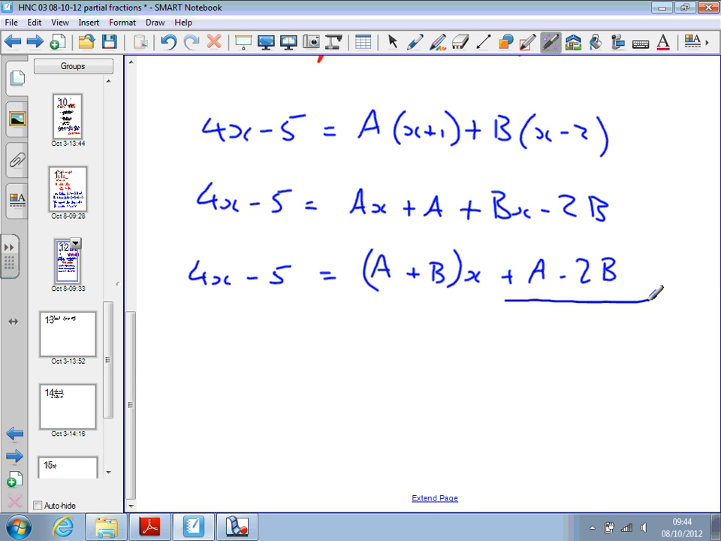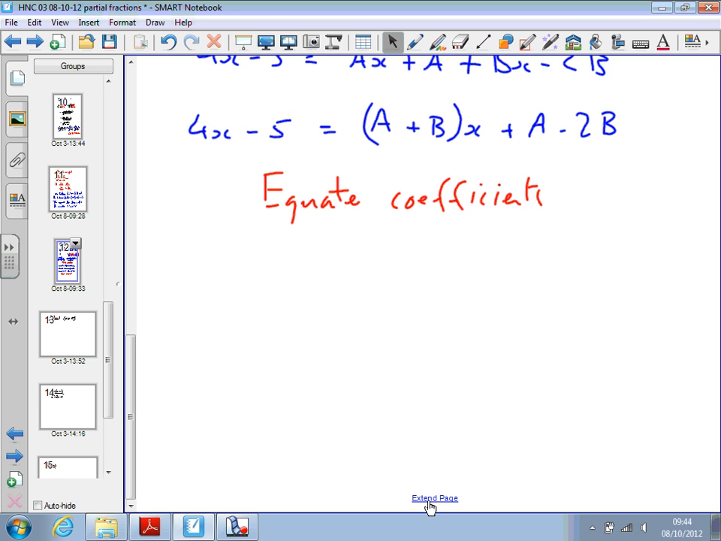So by equating coefficients, it's called, we can write two equations. a plus b equals 4, and the second equation is a minus 2b equals minus 5. 1, 2.